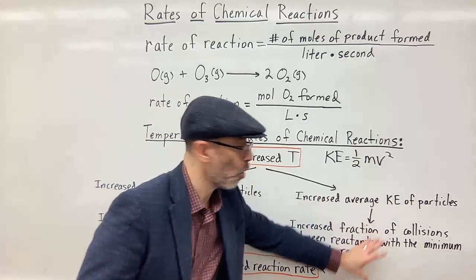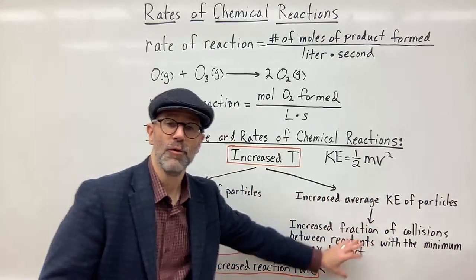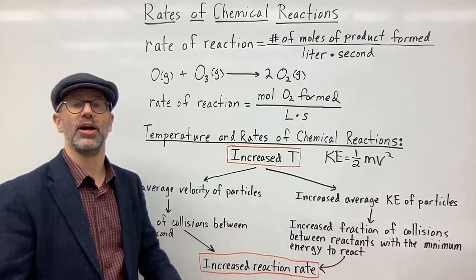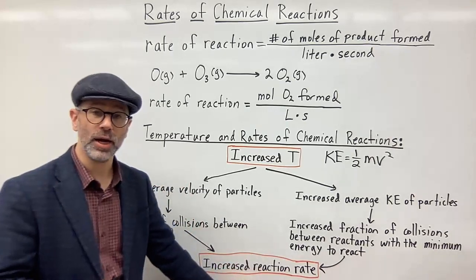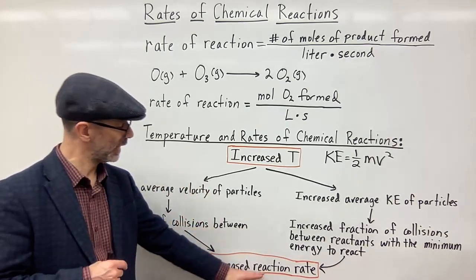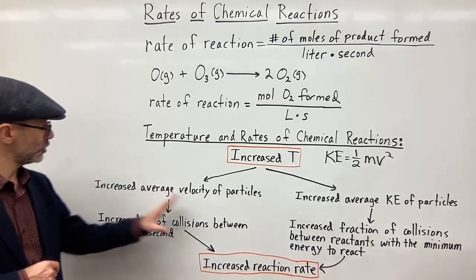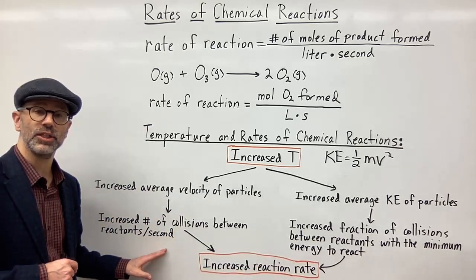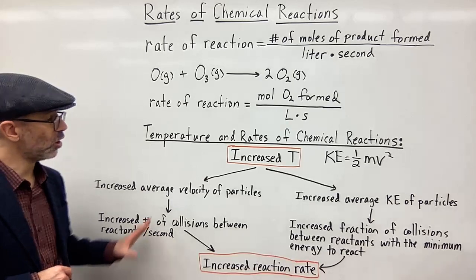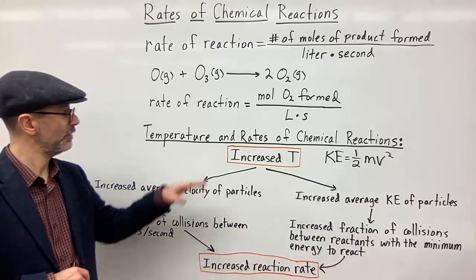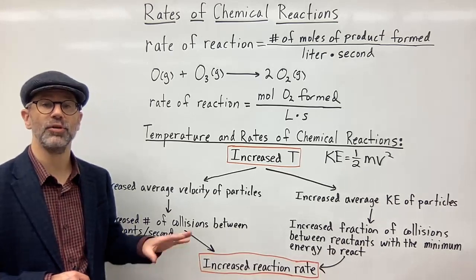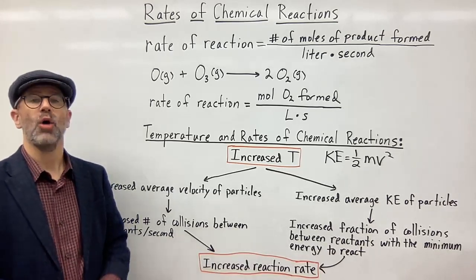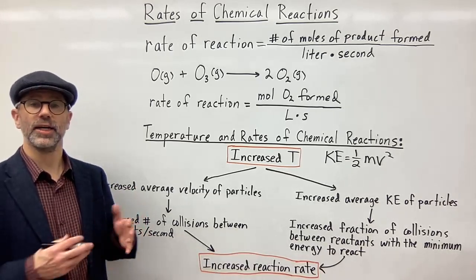If we have a greater fraction of collisions that have that minimum energy needed, you're going to increase product. More product is formed in a given amount of time because you're increasing the number of collisions as well. So all of this is to say that if you increase temperature, then you're going to increase the rate of the reaction. Okay, well, what about other conditions?